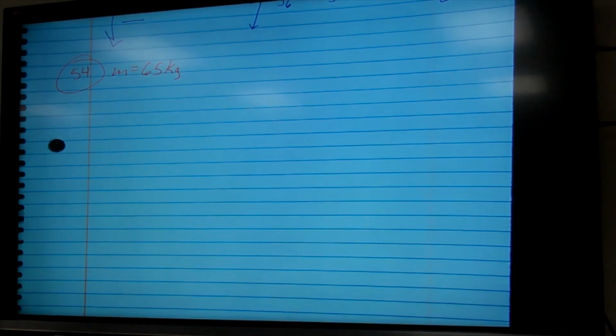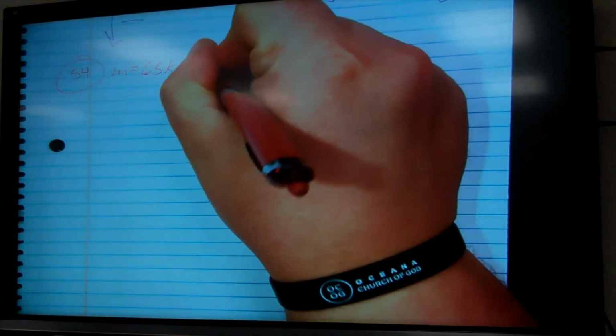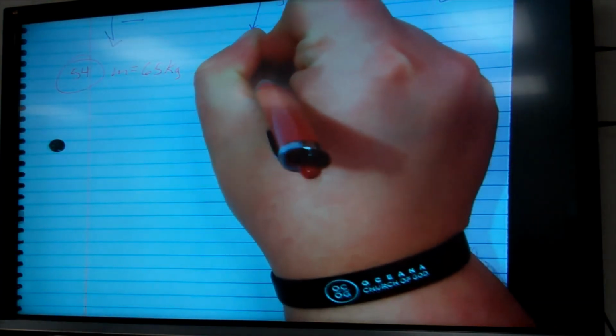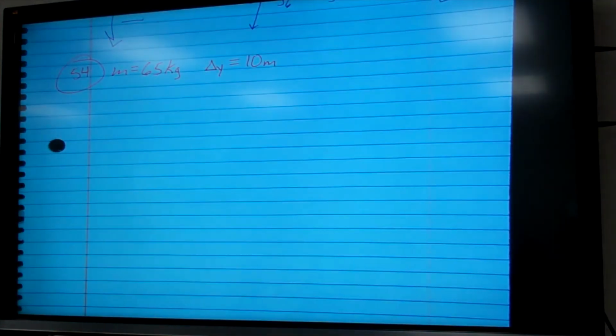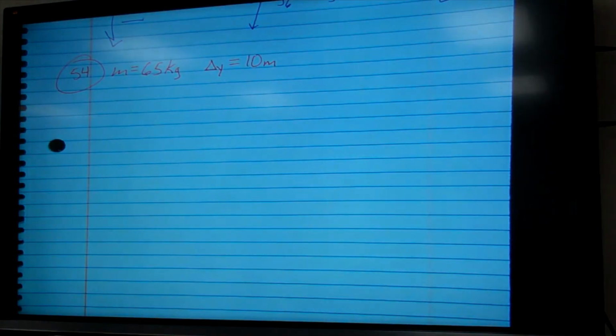All right, so a 65 kilogram diver jumps off a 10-meter tower. So the change in y displacement is 10 meters. Assume the air resistance is negligible.